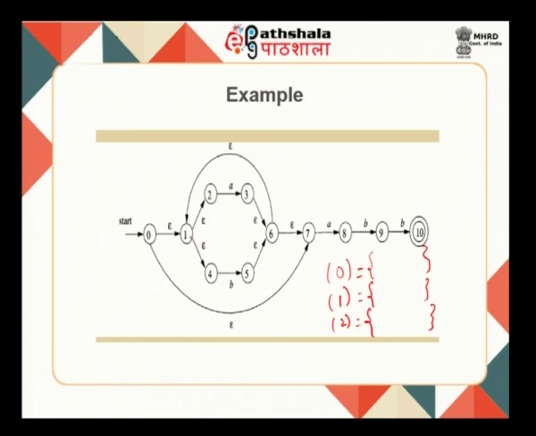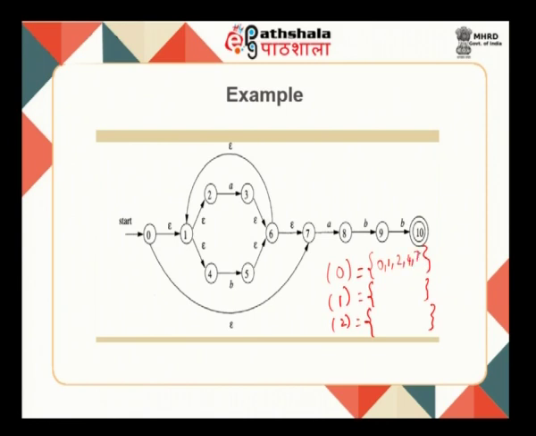From 0, I could go to 1, I could go to 2, I could go to 4, I could also go to 7. Okay. So, 0 to 1 is possible. I could go to 1, 2, 4 and 7. So, epsilon closure of 0 will be 0, 1, 2, 4, 7.